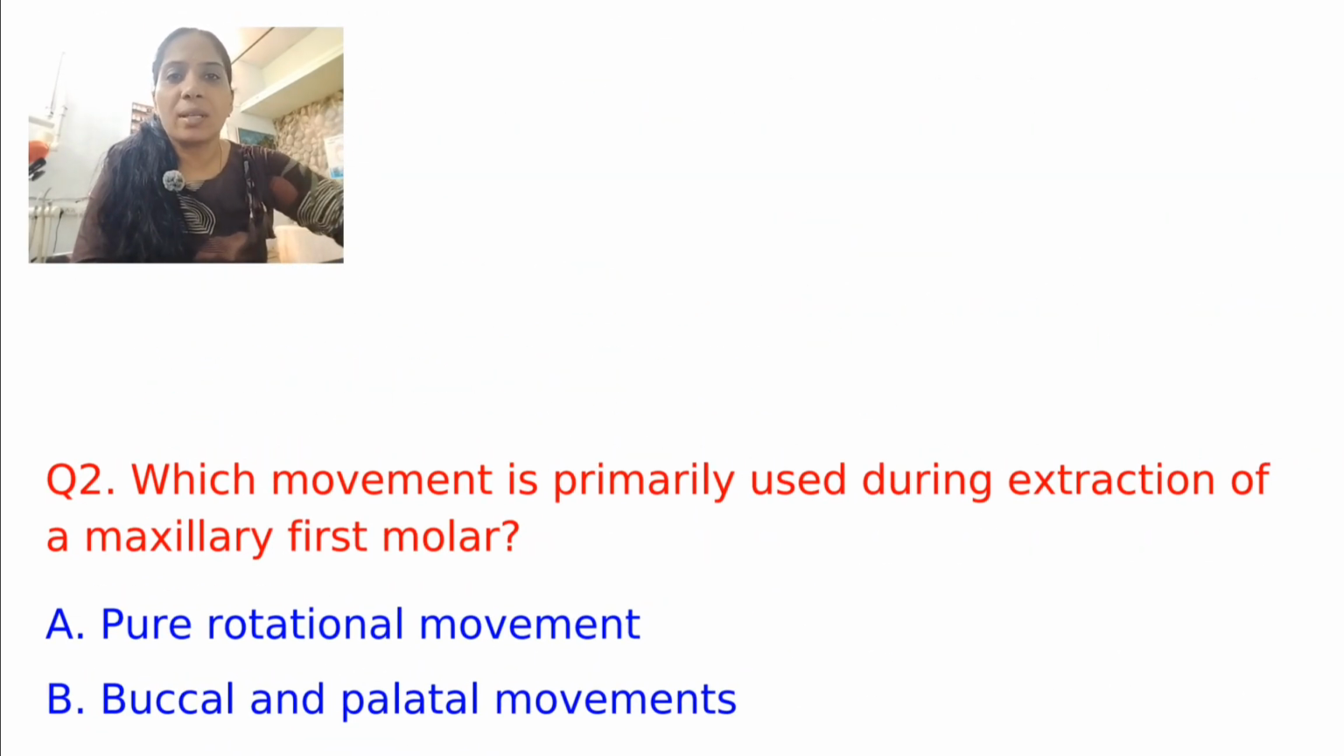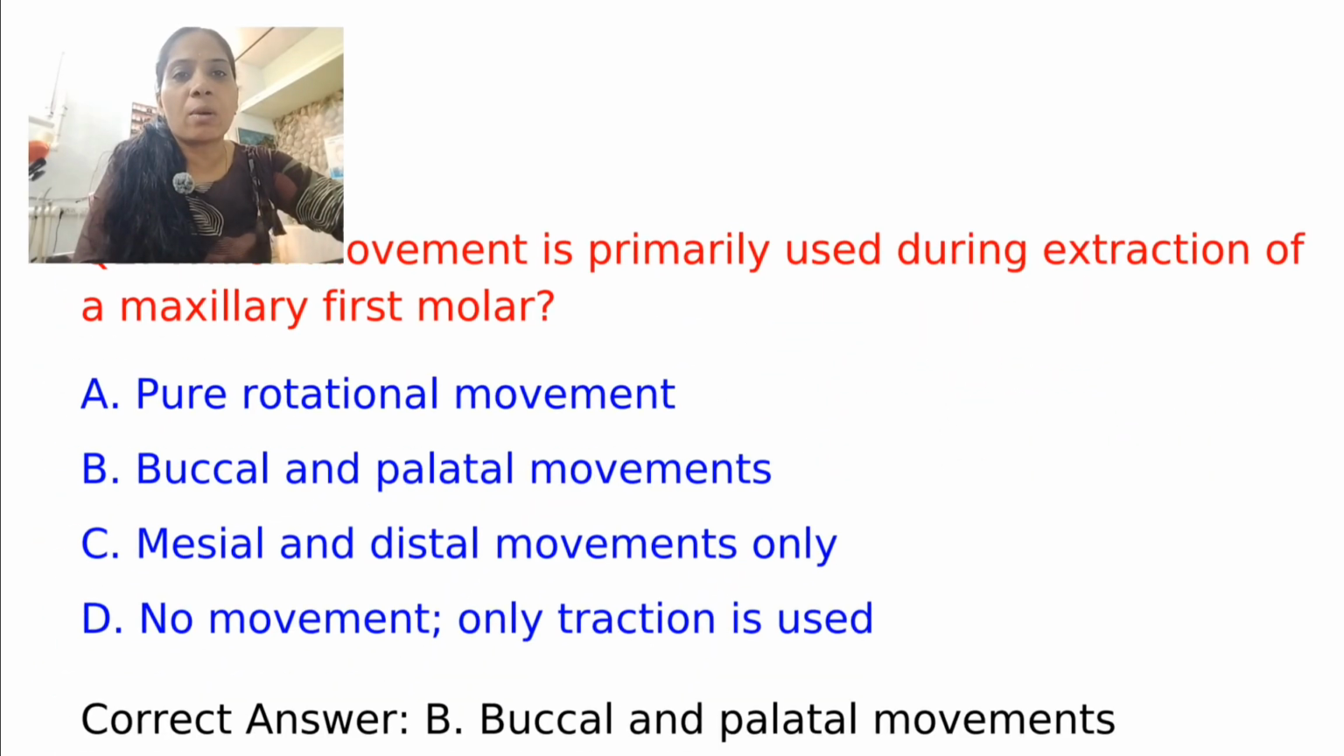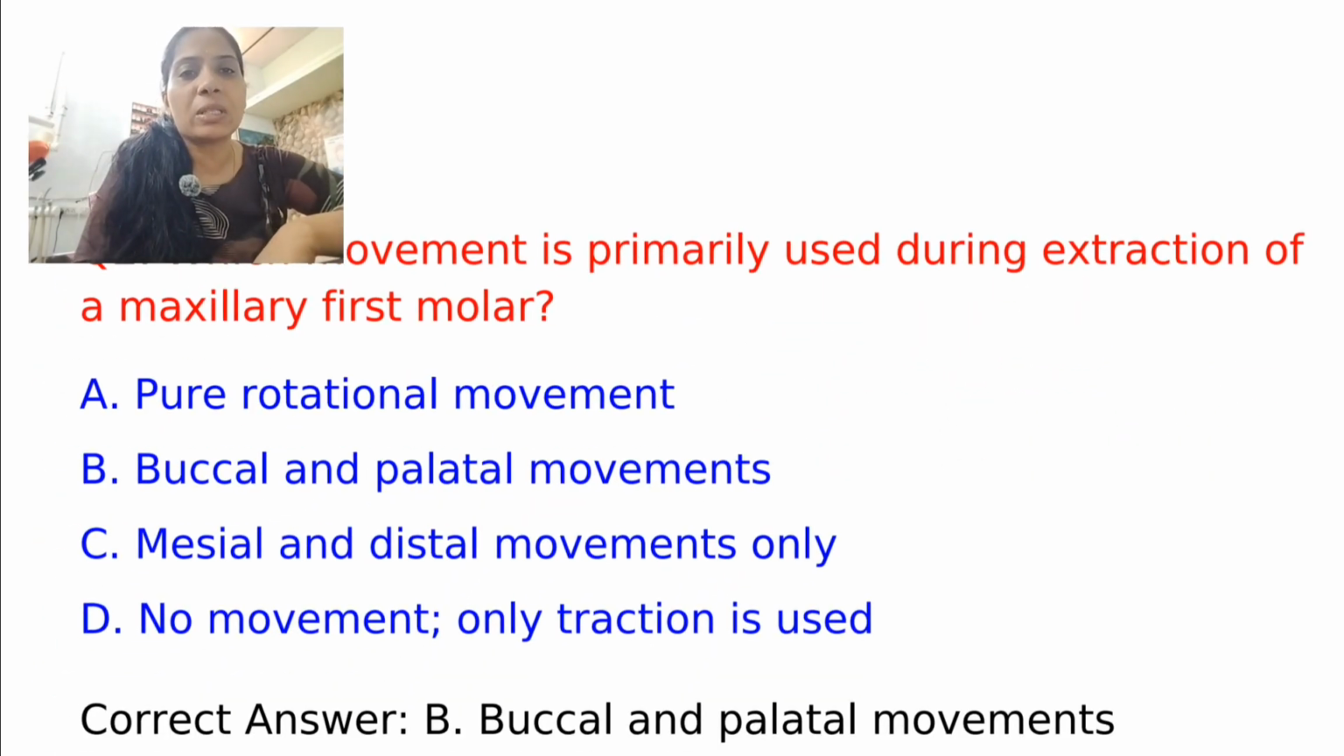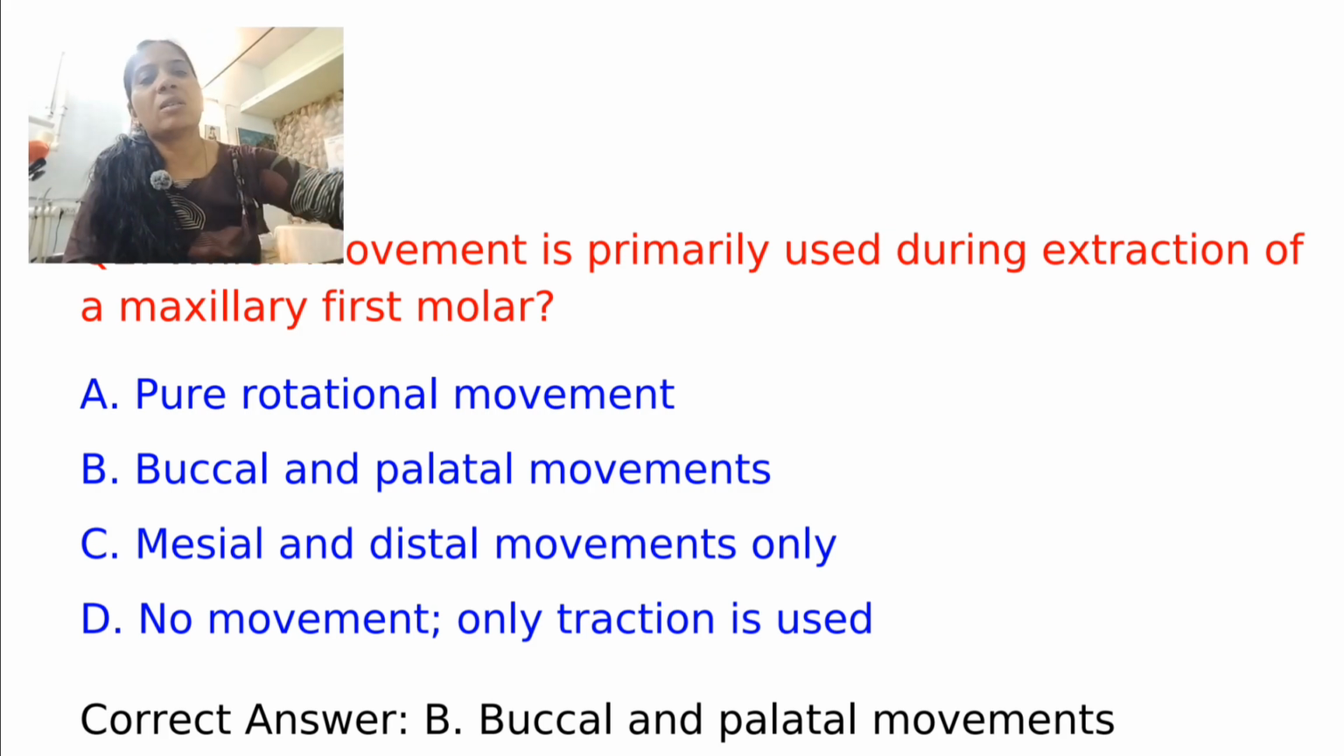Moving to the next question. Which movement is primarily used during extraction of maxillary first molar? Option A, pure rotational movement. Option B, buccal and palatal movement. Option C, mesial and distal movement. Option D, no movement, only traction is used.